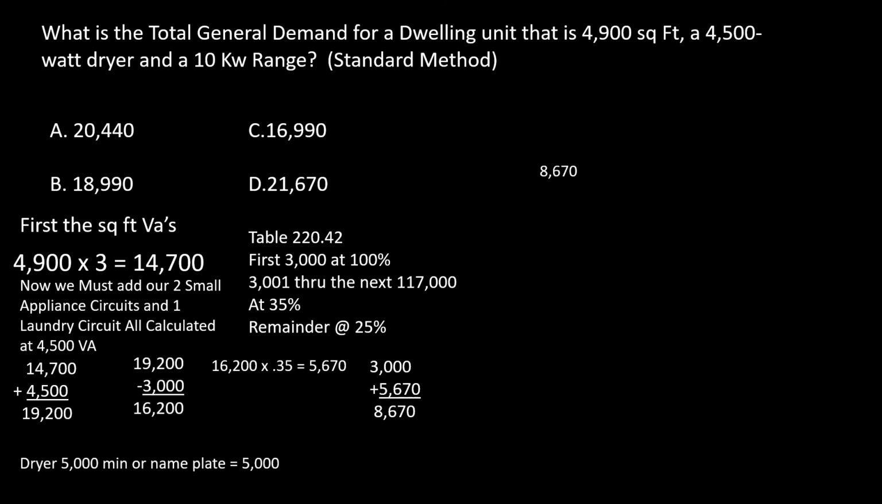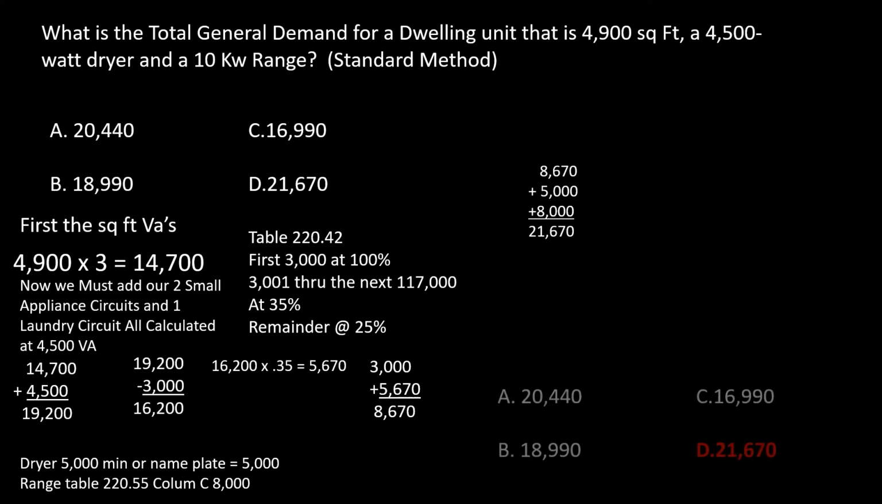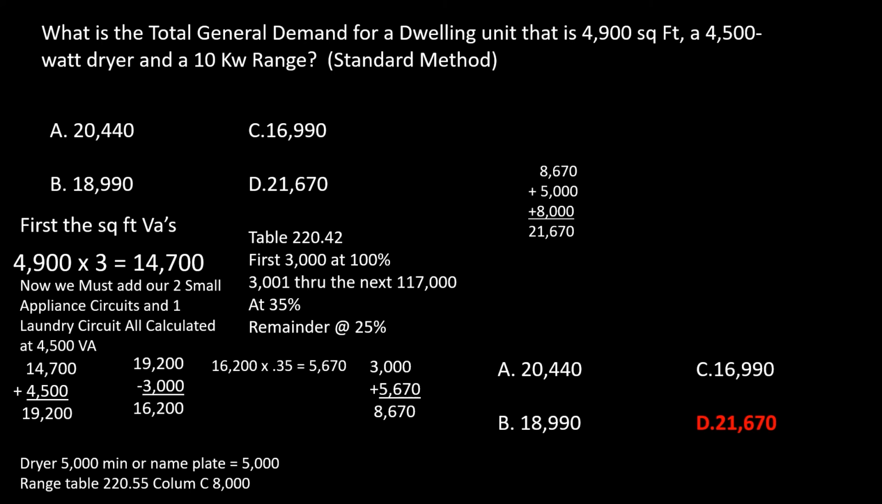Now, when we're doing the standard method, we must use a 5,000 minimum or the nameplate rating. In this case, the nameplate is less than the 5,000 minimum, so we'll use 5,000. Then we're going to do our range. We're going to head to Table 220.55. In this case, our range falls in column C, so we're going to use 8,000 as our base. And we're going to add 8,000. Then we total those 3 together. That's going to give us 21,670, and we select D. Great job.